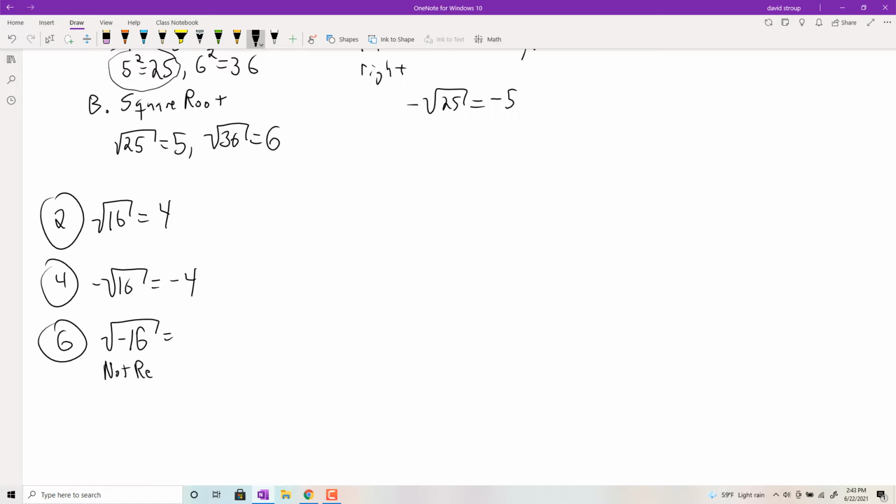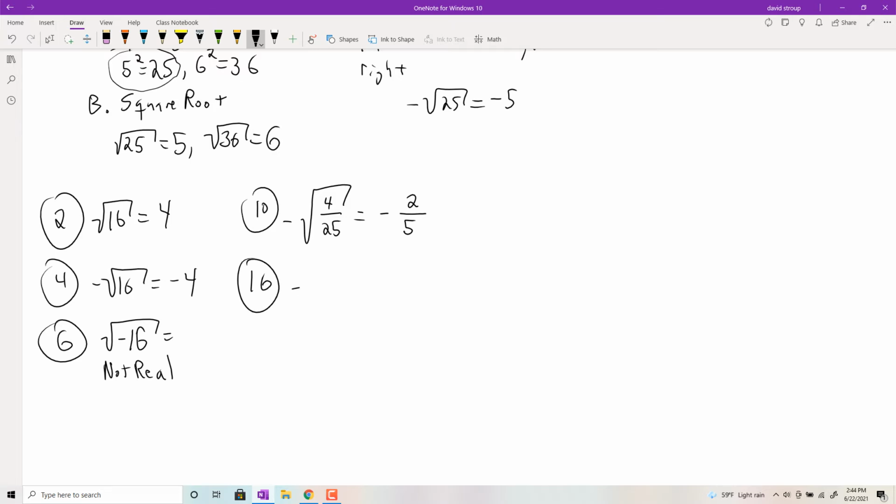Erase that. Not real. Okay, let's look at some other examples. You can have fractions like 4 over 25. Let's make this the negative version. So you're thinking, what times what gives me 4 over 25? And 2 times 2 will give you the 4, and then 5 times 5 will give you the 25. Okay.